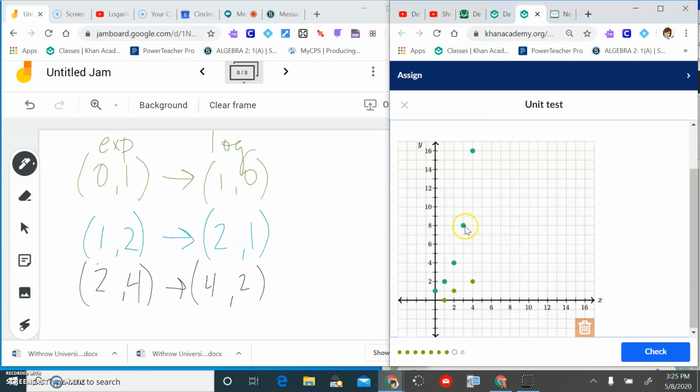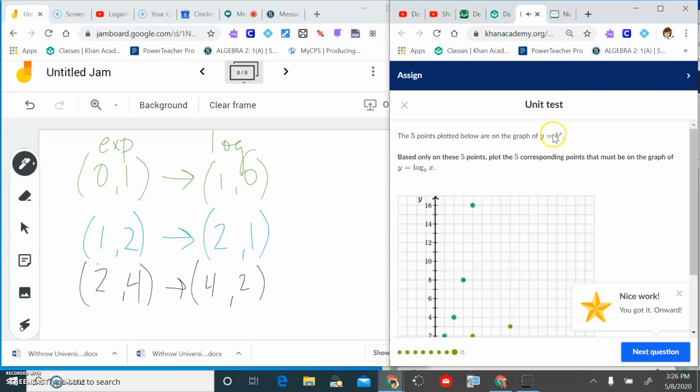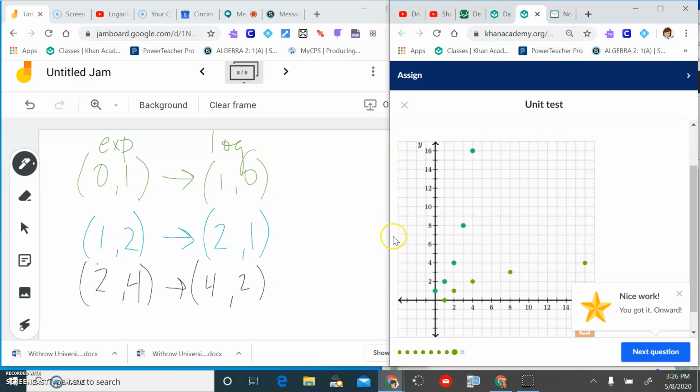And then we'll do it again. This is 3, 8, so 8, 3. This is 4, 16, so 16, 4. Coolio? So exponentials and logs, they are inverses. And inverses, you switch the x and y.